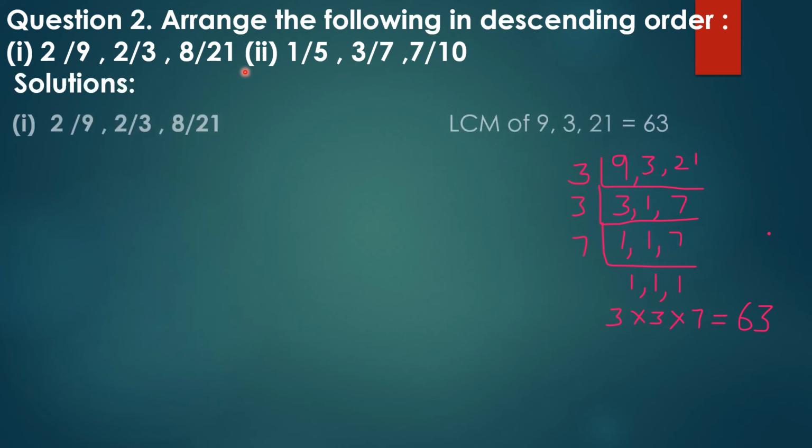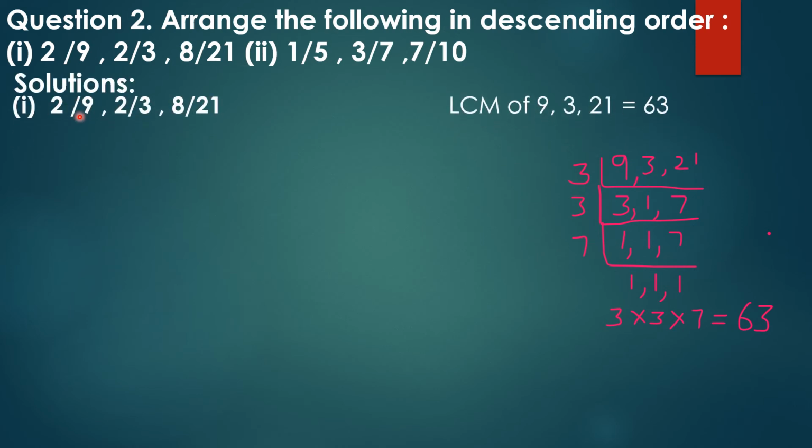Now let us consider the first question: 2 by 9, comma, 2 by 3, comma, 8 by 21. Here observe the denominators 9, 3 and 21. The denominators are not the same, therefore these are unlike fractions. So we have to convert the unlike fractions into like fractions, and that is by the LCM method. First find the LCM of the denominators 9, 3 and 21. What is the LCM? It is 63.